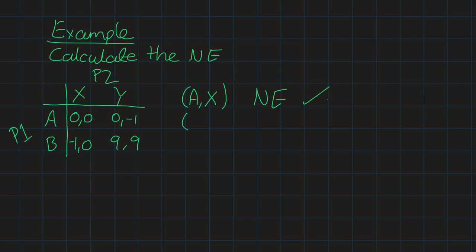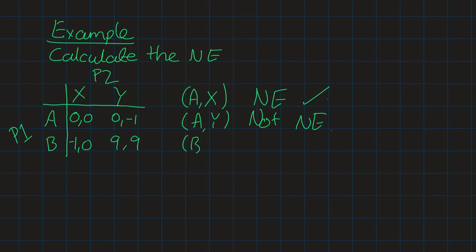But just because we found one doesn't mean we can stop, because there might be more than one. So we have to check them all. If we look at AY now, that's this one right here. If player 1 changes from A to B, they go from 0 up to 9, which is a big improvement. So player 1 has an incentive to change. And I don't even need to consider player 2, because the fact that player 1 has an incentive means that it's not a Nash equilibrium. To be a Nash equilibrium, you need both players to not have an incentive to change.